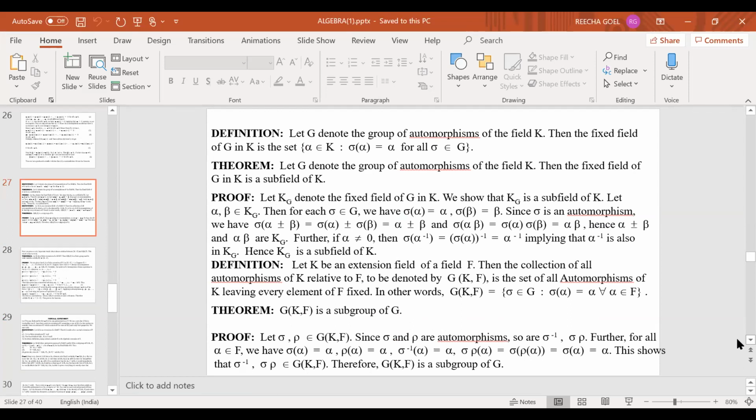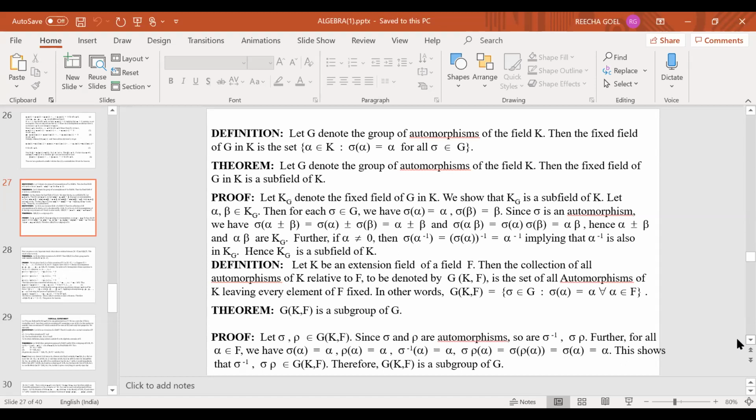So suppose sigma and rho are two elements of G(K/F). That is, they are nothing but automorphisms of K. We will show that sigma inverse and sigma rho are also elements of G(K/F). First of all, because sigma is one-one and onto, sigma inverse exists, and it is also one-one and onto, and it is also an automorphism. So sigma inverse is an automorphism, and the composition, rather than product, of two automorphisms is also an automorphism. So sigma rho is also an automorphism.